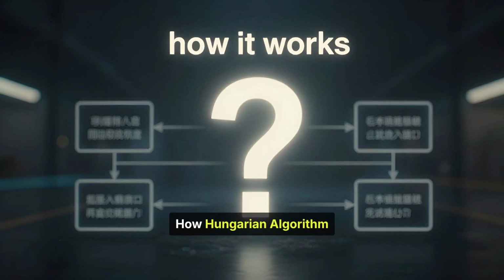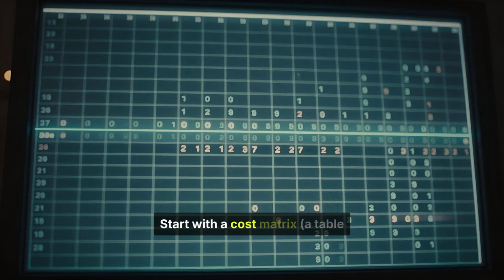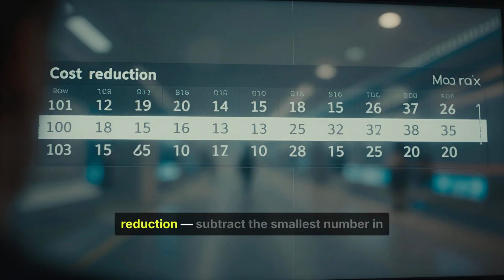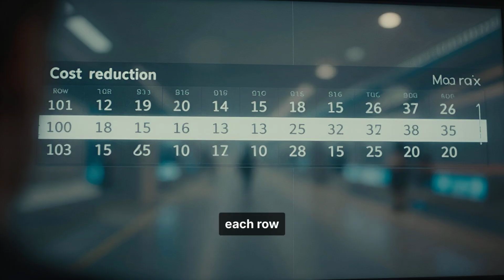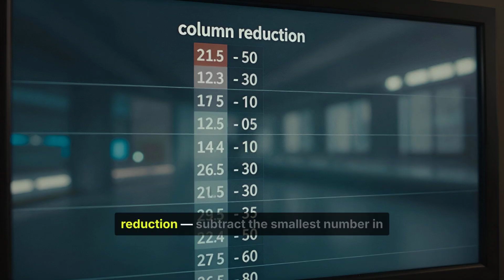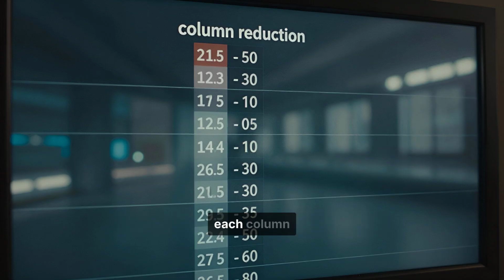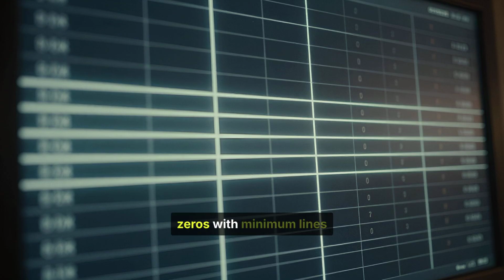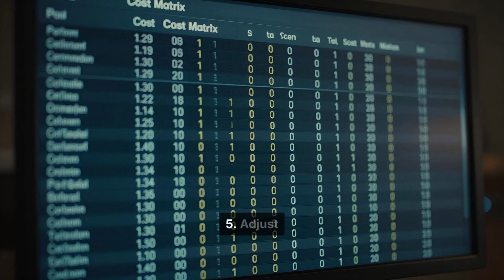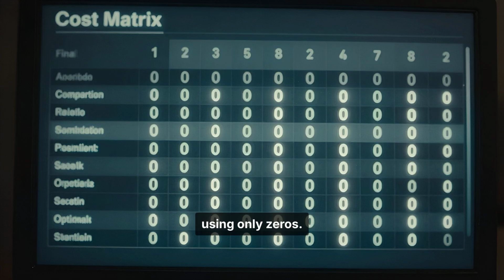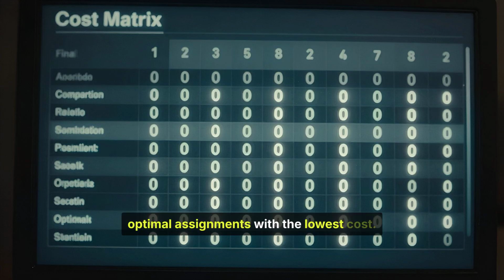How does the Hungarian algorithm work? Here's the idea in a simplified way. 1. Start with a cost matrix, a table showing costs of assignments. 2. Row reduction. Subtract the smallest number in each row. 3. Column reduction. Subtract the smallest number in each column. 4. Cover zeros with minimum lines. 5. Adjust the matrix until you can assign tasks using only zeros. At the end, those zeros represent the optimal assignments with the lowest cost.